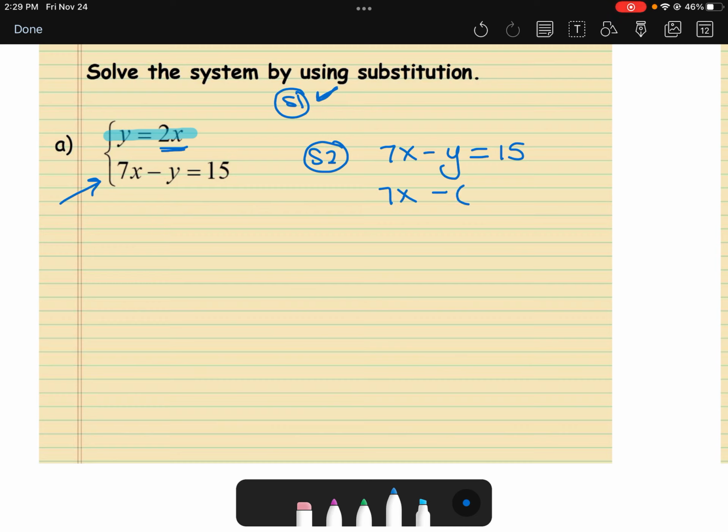So 7x minus, and I'm always going to put parentheses here when I'm substituting something in. I'm going to distribute it, so that becomes negative. On this one I could have just written it or done that math in my head, but if it's anything more than one term, you want to make sure you're distributing that negative. 7x minus 2x is 5x equals 15. So x is equal to 3. So that was step 2. Again, in step 2, you plug it in, and then you solve for that variable.